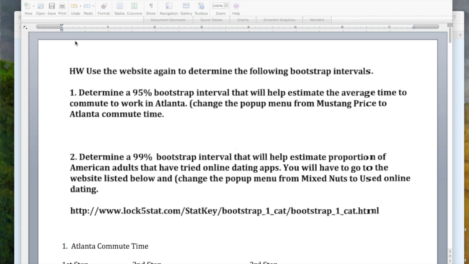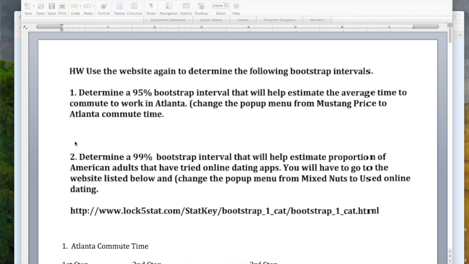This is a walkthrough for the solutions on the last homework assignment. Hopefully you were able to get the lock website to do what it was supposed to do in helping you find the statistic and the standard error and putting it all together to create the confidence interval. So I'm going to quickly show you the answers that I got for questions 1 and 2.